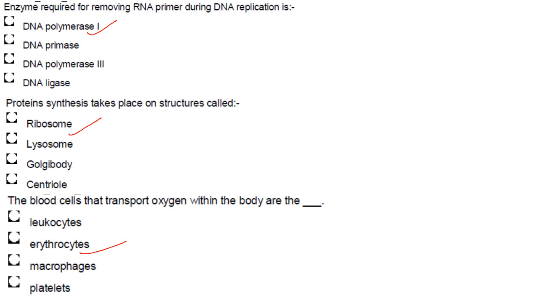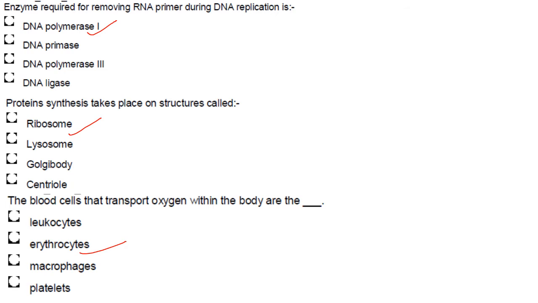The enzyme required for removing RNA primer during DNA replication is DNA polymerase 1. It has 5' to 3' exonuclease activity. So DNA polymerase 1 removes RNA primers and fills the gap between Okazaki fragments with DNA. Then next one. Protein synthesis takes place on structures called ribosomes. So answer is option A.